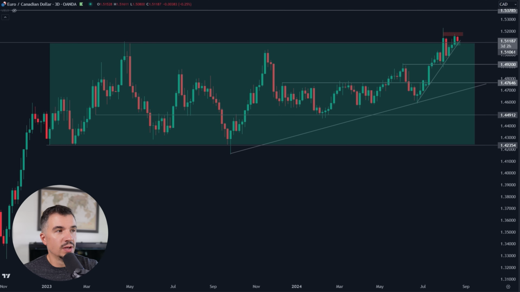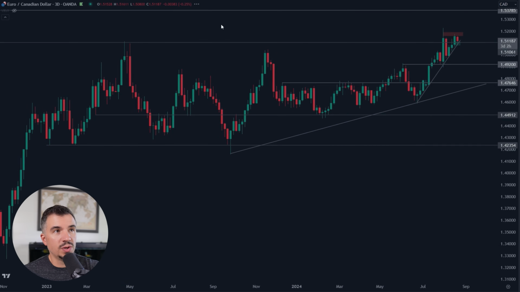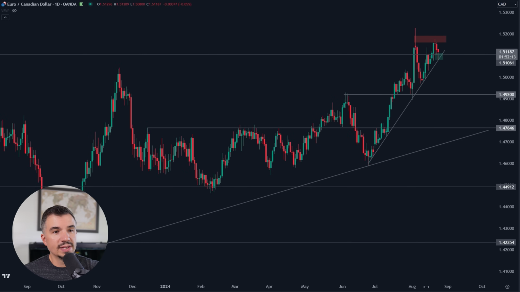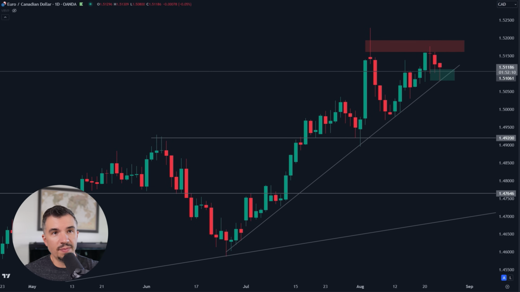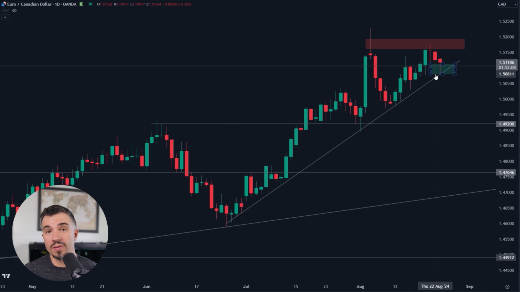this trend line. So if I get rid of this just to clean this up and move in here to the daily, okay, this is the trend line specifically that I would like to see break down in order for this to become a short. Because as of right now, this is going to be key support for the EURCAD.